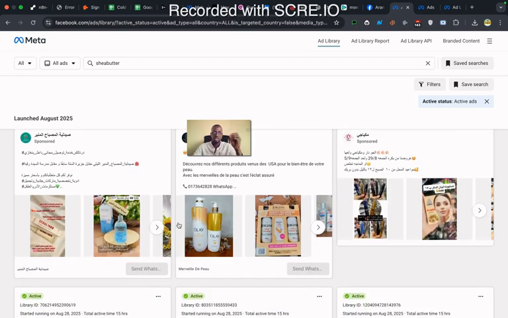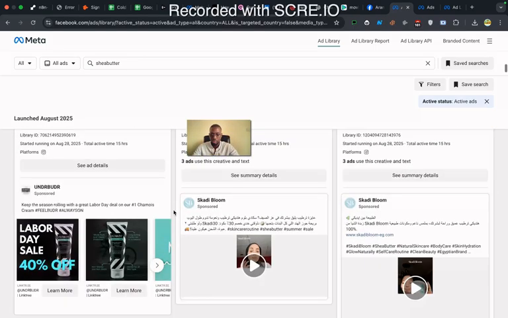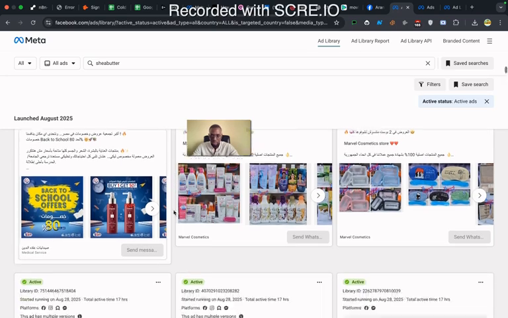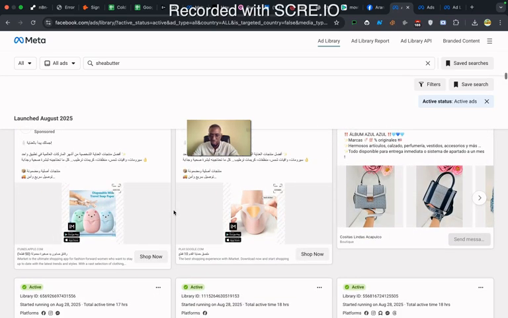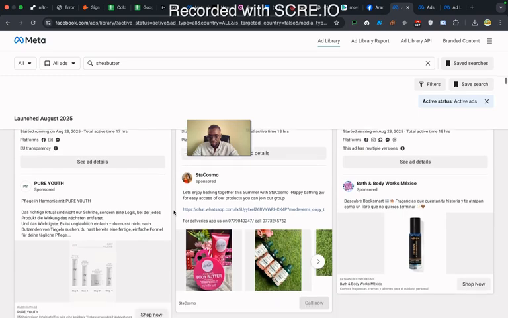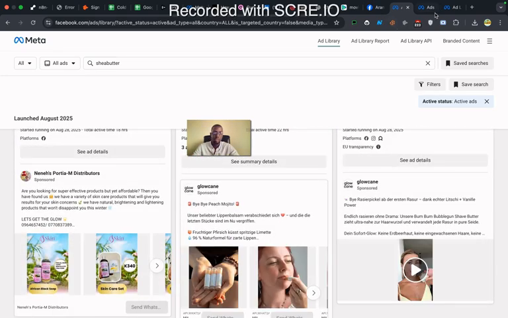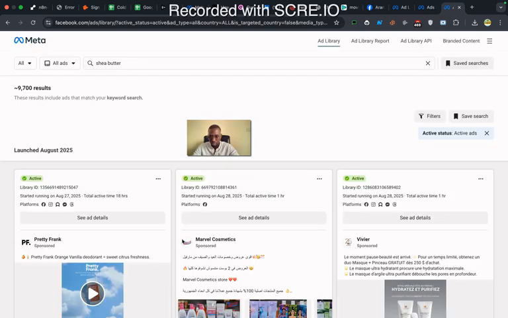Another thing you have to consider when running ads is to make them custom to the people you're targeting. When I look at what the competitors are running, I'm trying to look for something I can replicate, something that I like. They're all in different languages. Anyway, these are more here. This is still more shea butter ads, with a different angle this time.